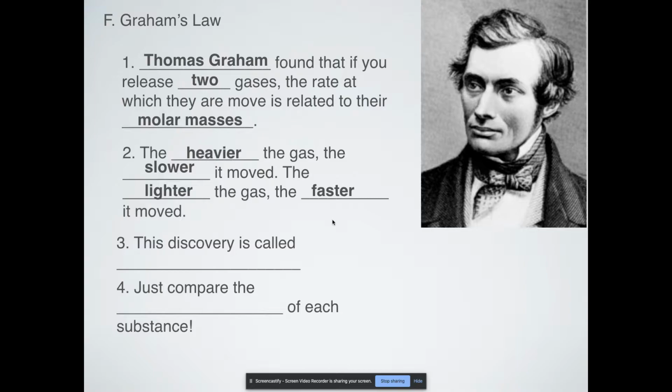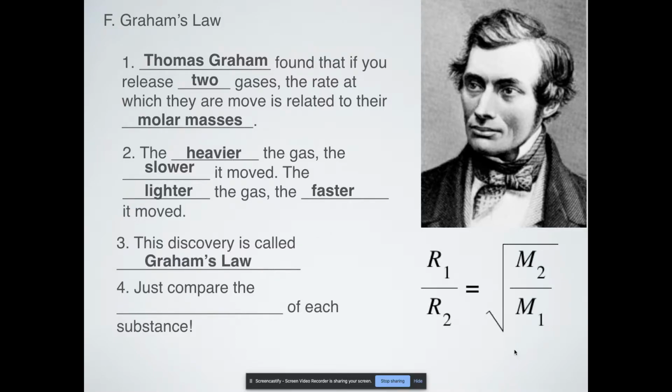So this is typically called a rate of effusion, meaning that if you had a can of gas and you punctured it, the speed at which the gas escapes from the can would be described as the rate of effusion of the gas. So like we said, that's called Graham's Law. And what you do is you use the following formula.